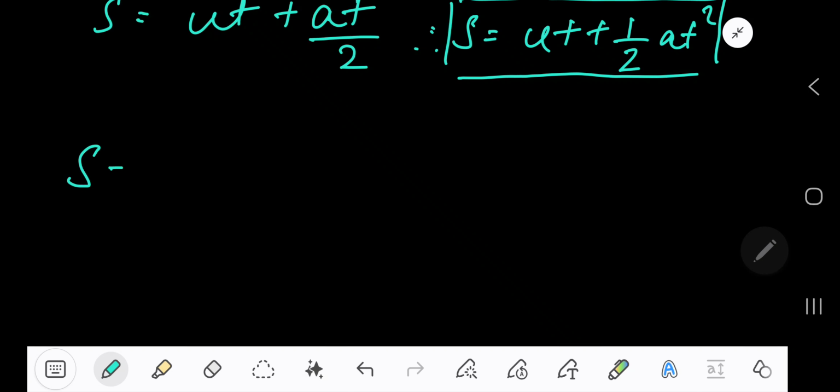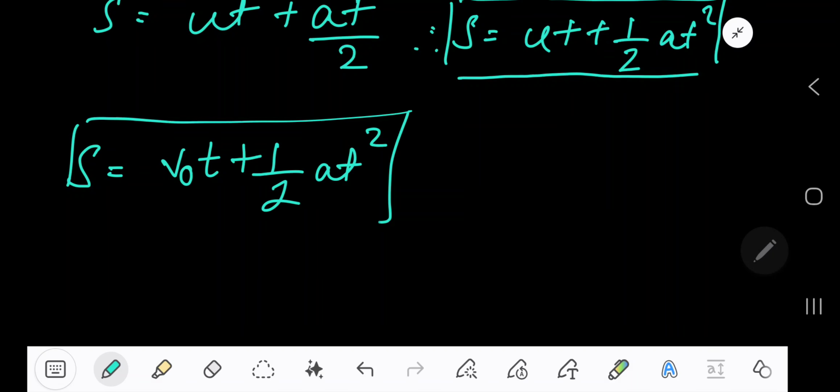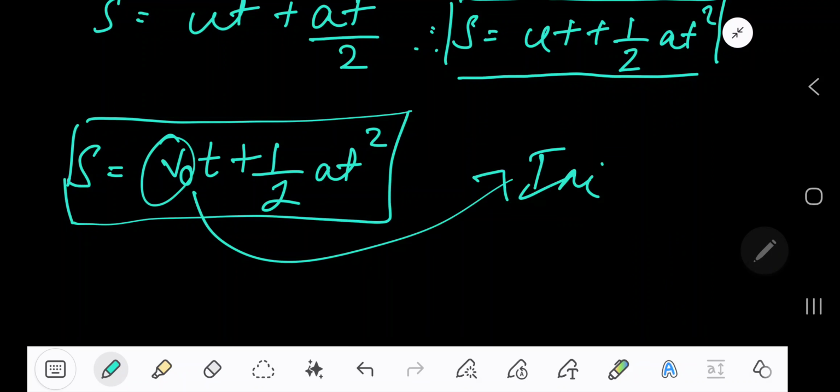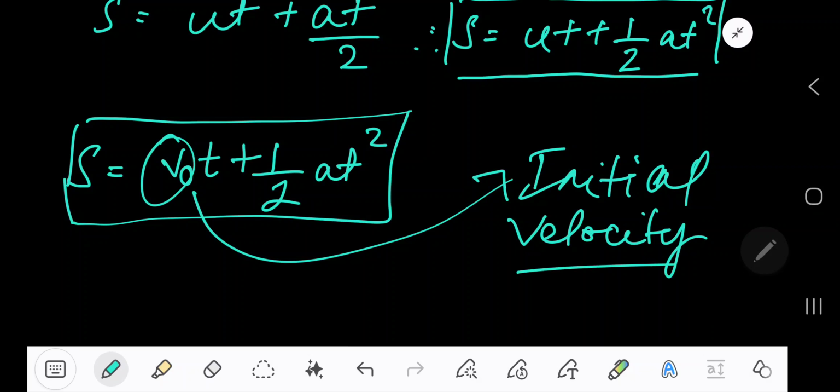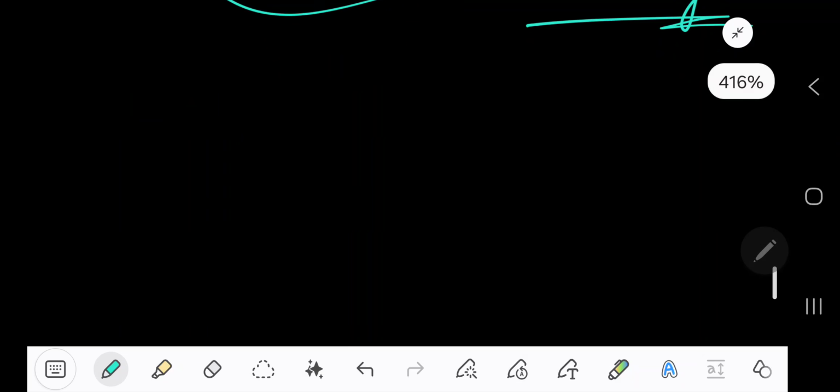Over here we can also write this equation with v0 being the initial velocity again. And our last equation of motion is v square equals u square plus 2as.